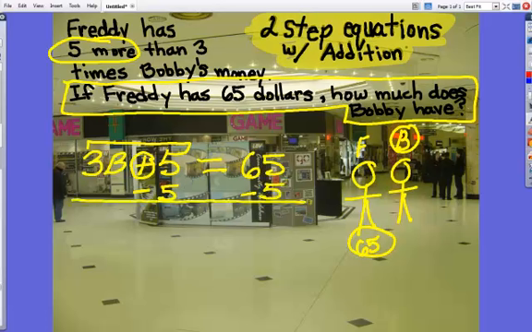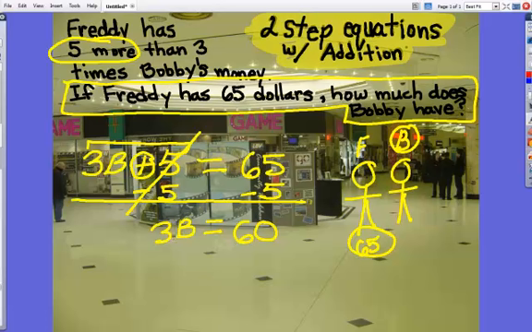Now when we subtract 5 from both sides, the plus 5 and the minus 5 cancel each other out, leaving just the 3B. Here's our equal sign. 65 take away 5 happens to be 60. So now I have 3B equals 60. So I'm going to go ahead, 3 multiplied by B equals 60.